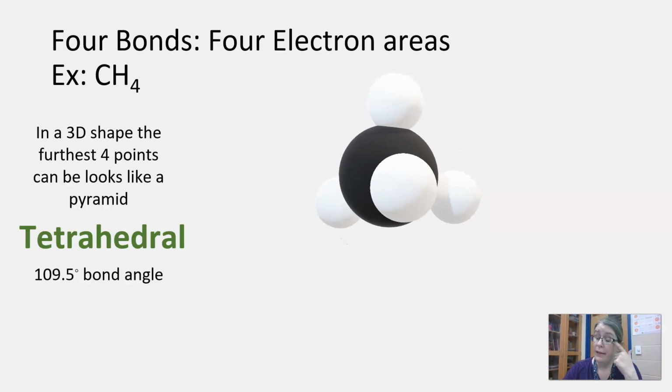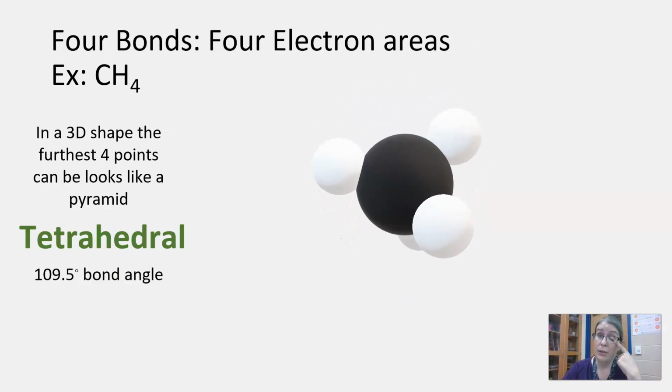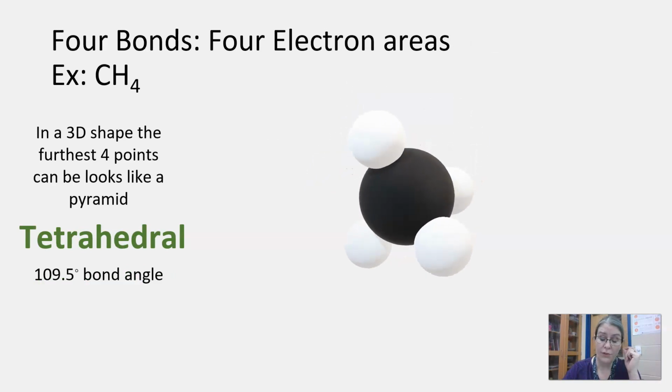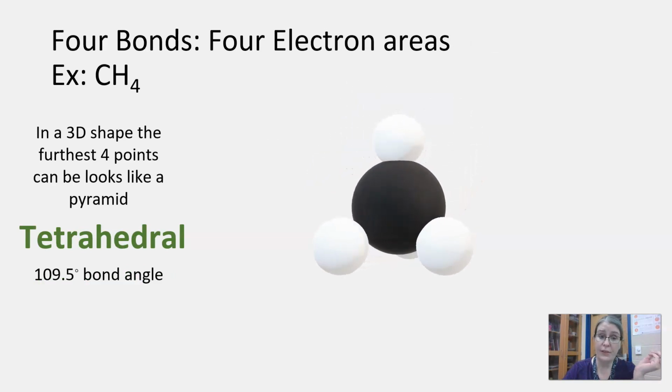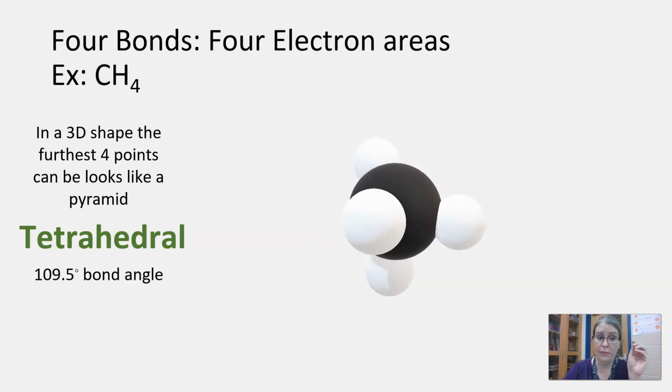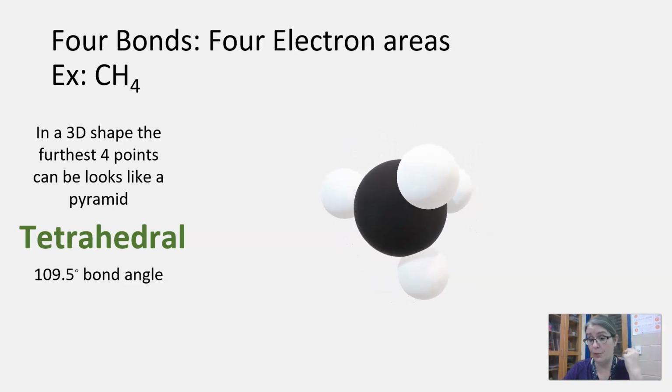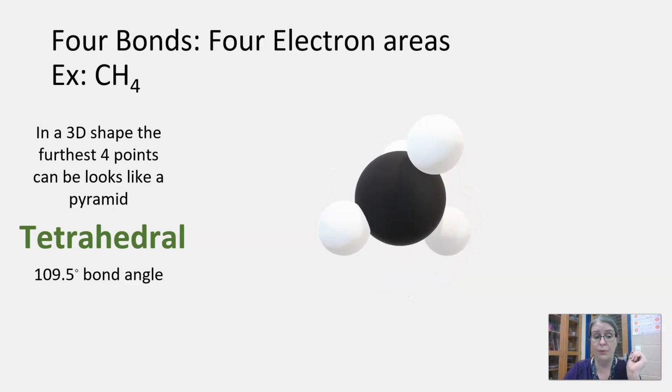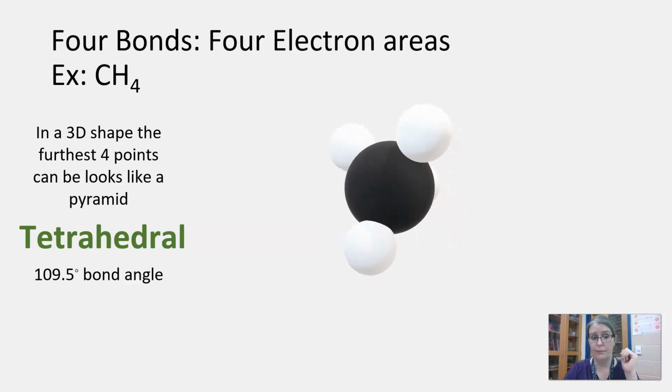So again, if the molecule is all bonds, all 4 areas of electrons are bonds, the molecular geometry and the electron geometry are exactly the same. So both of those would be tetrahedral.